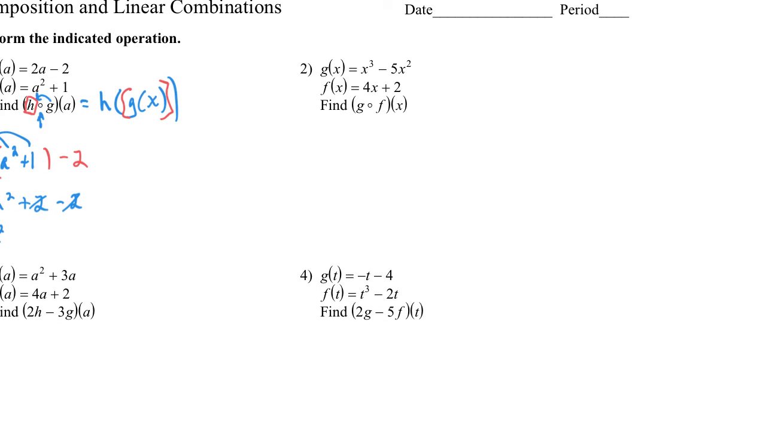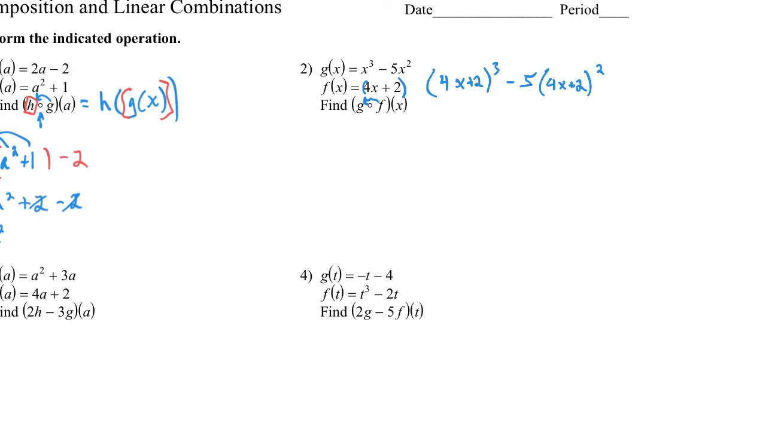Okay, so this second problem here, the f function is getting plugged into the g function. So I'm going to rewrite the g function without the x's, and in their place, I'm going to put empty parentheses. Inside those empty parentheses, I'm simply going to put the f function. So I have 4x plus 2 going into both empty parentheses. And then I just do what it says.